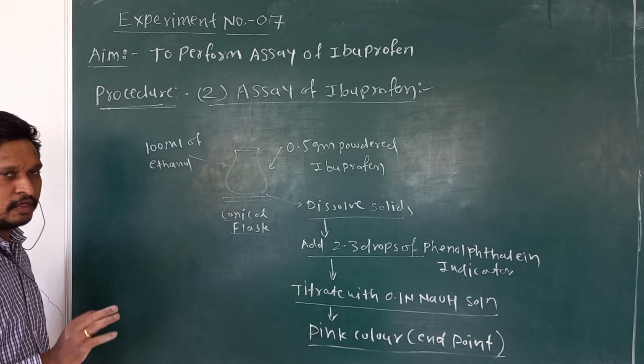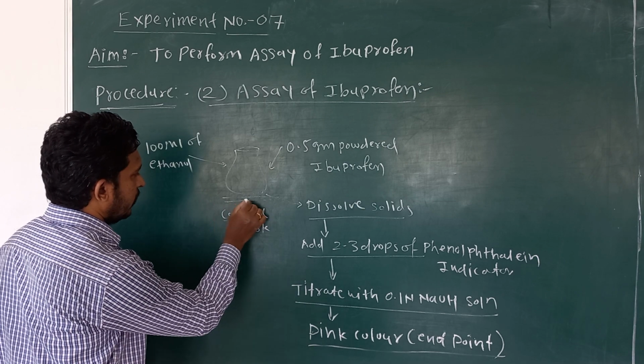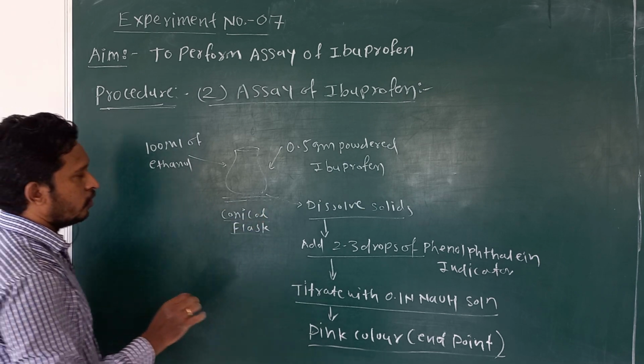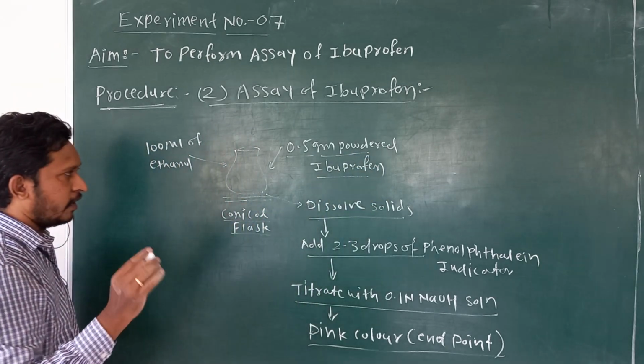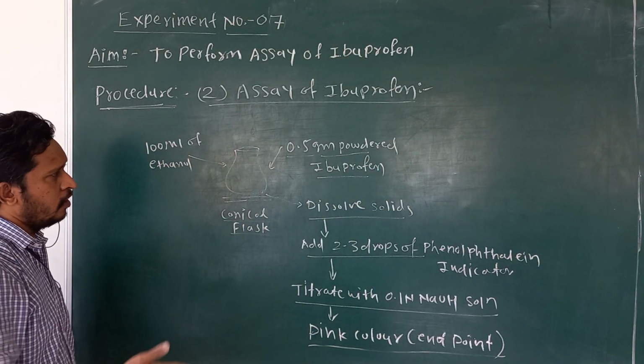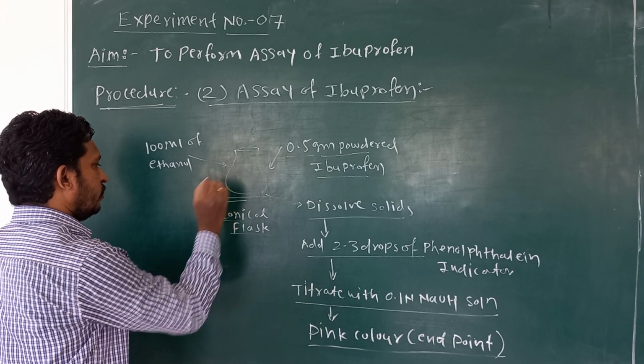In the procedure, first of all you have to take a clean dry conical flask. Then you have to add 0.5 gram of powder ibuprofen. You have to weigh accurately 0.5 gram of powder ibuprofen, and then add it into the conical flask.